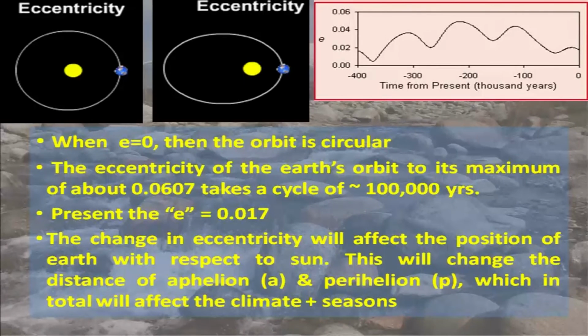And as we were talking about the equinox and solstice, that also will vary if the eccentricity changes. So, the change in the eccentricity will affect the position of Earth with respect to Sun. This will change the distance of Aphelion and Perihelion. So, the farthest distance and the shortest distance will change, which in total will affect the climate plus seasons. So, this is extremely important. The overall climate will be affected because of the change in the eccentricity. So, this one has to keep in mind.